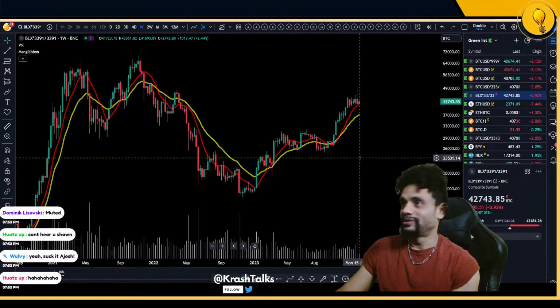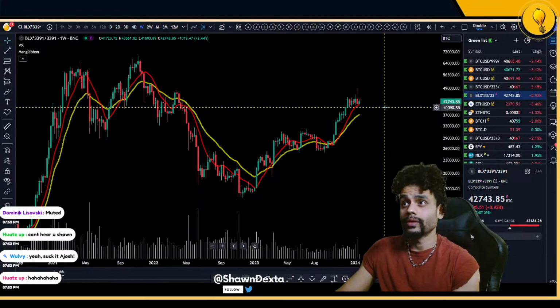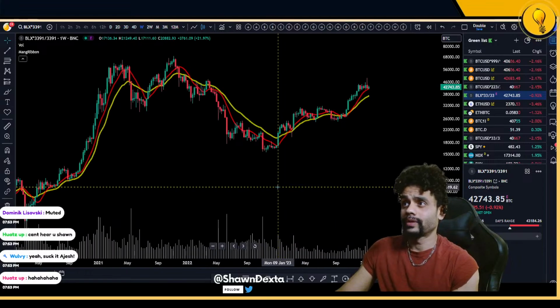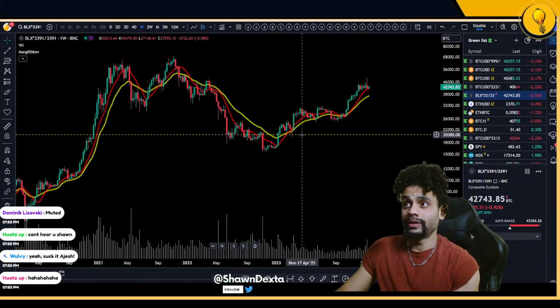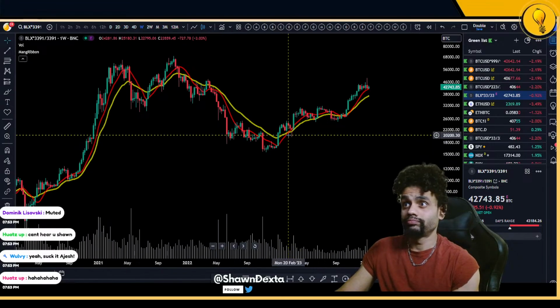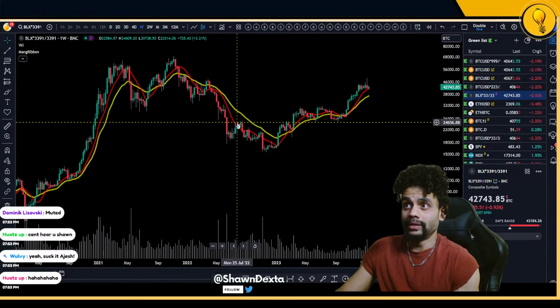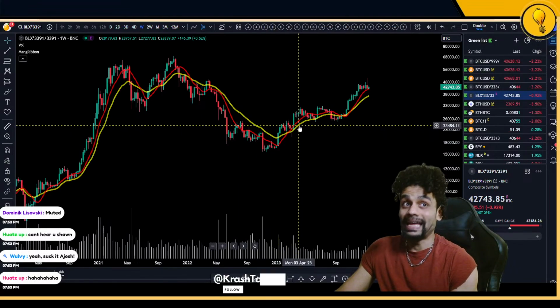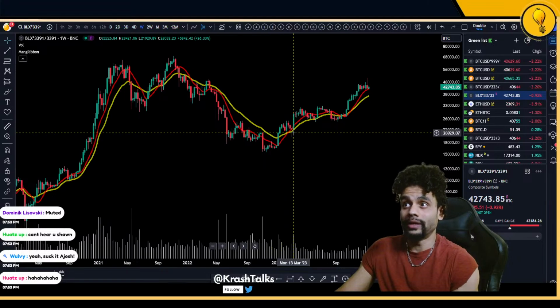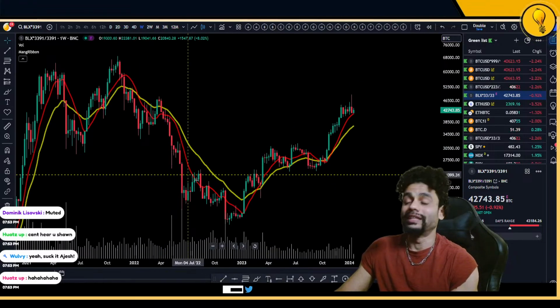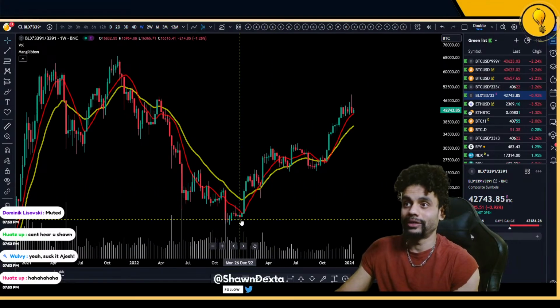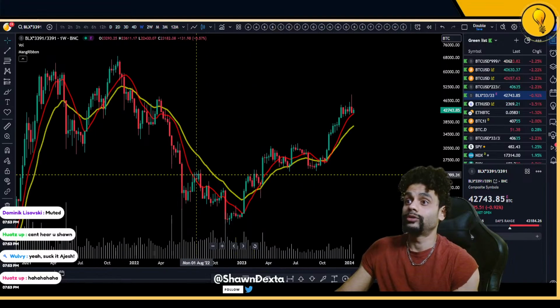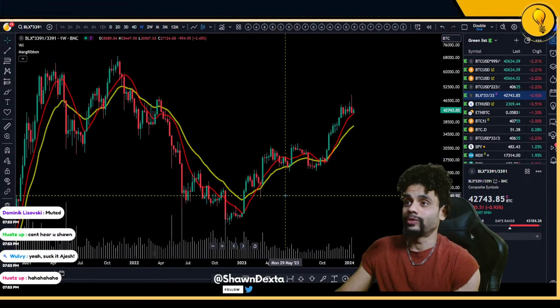So if you look at BLX, you can see that. Okay, so what are we looking at over here? Looking at a simple 10/21 cross, right? The red moving average is the 10 simple moving average. The yellow is the 21 exponential moving average, right? So red, 10 simple moving average. The yellow, 21 exponential moving average.